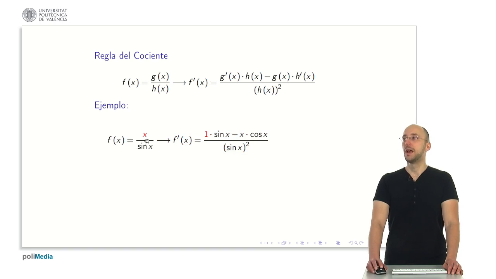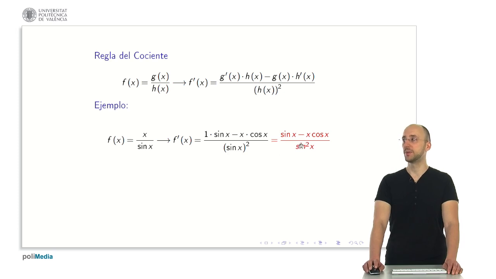First, we differentiate the numerator. The derivative of x is 1. Then, we multiply it by the denominator without differentiation. Next, subtract the numerator without differentiation, and multiply it by the derivative of the denominator, which in this case is the derivative of sine of x. Lastly, divide the whole expression by the denominator squared.